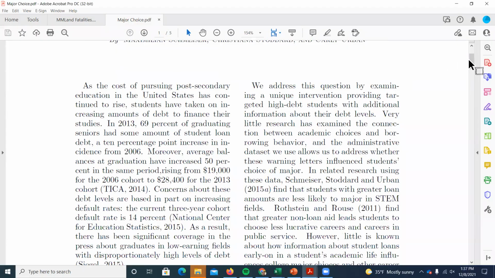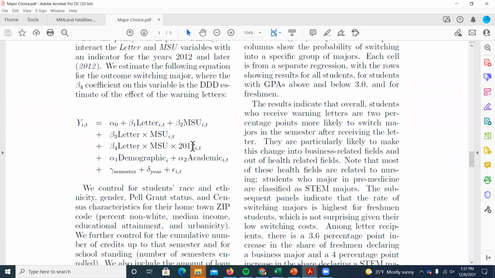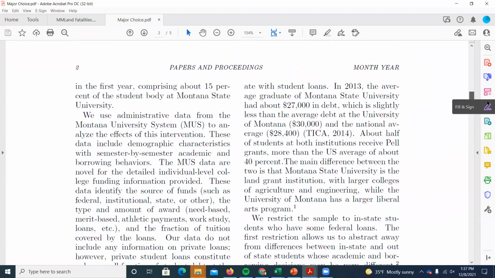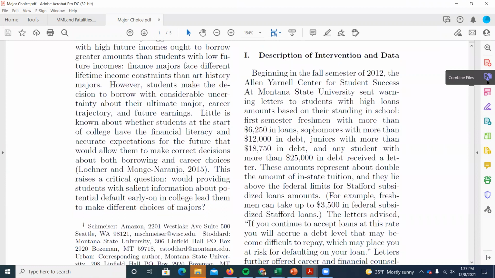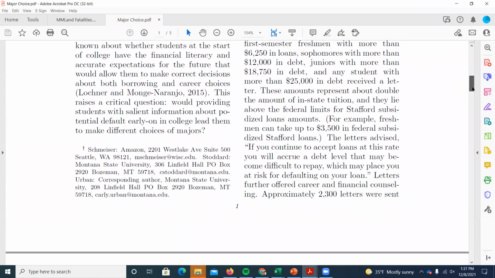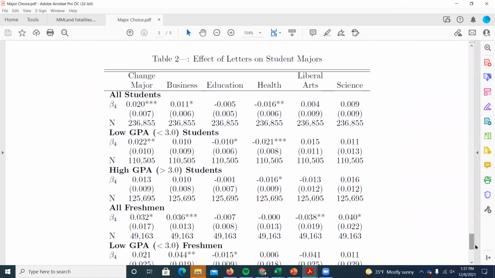So we'll go down here and look at some of their results. Here was their regression, right? They included all this stuff. The post time period was 2012 or after, and they looked at different outcomes for the student. And like I said, all this was making the student aware, if I remember right, where they actually talk about the letter. Yeah, if you continue to accept loans at this rate, it's going to be difficult to pay off. You might want to reconsider. So just making them aware that they're taking out an amount of loans that's really going to be hard to pay off. So here, oh, sorry, it wasn't beta 5. It was beta 4 on that triple interaction.